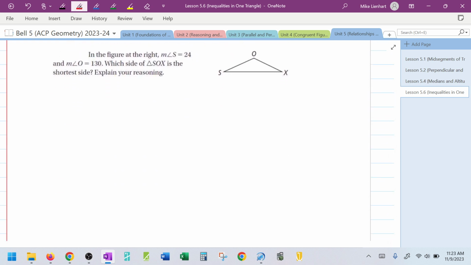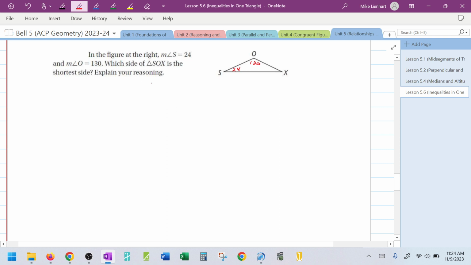It says, in the figure at the right, the measure of angle S is 24. I'm going to put that in there. It says the measure of angle O is 130. I'm going to put that in there. And then it says, which side of the triangle is the shortest, and explain your reasoning.